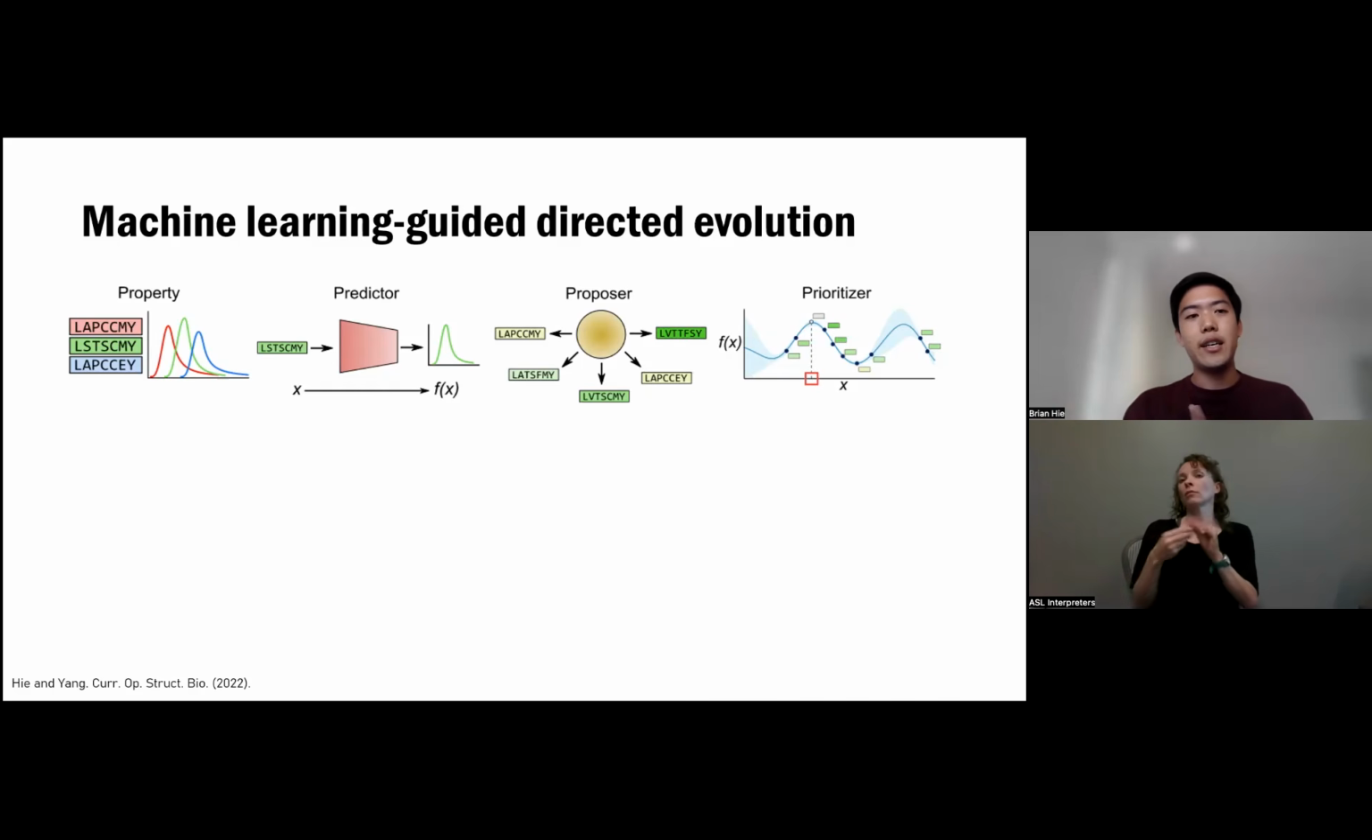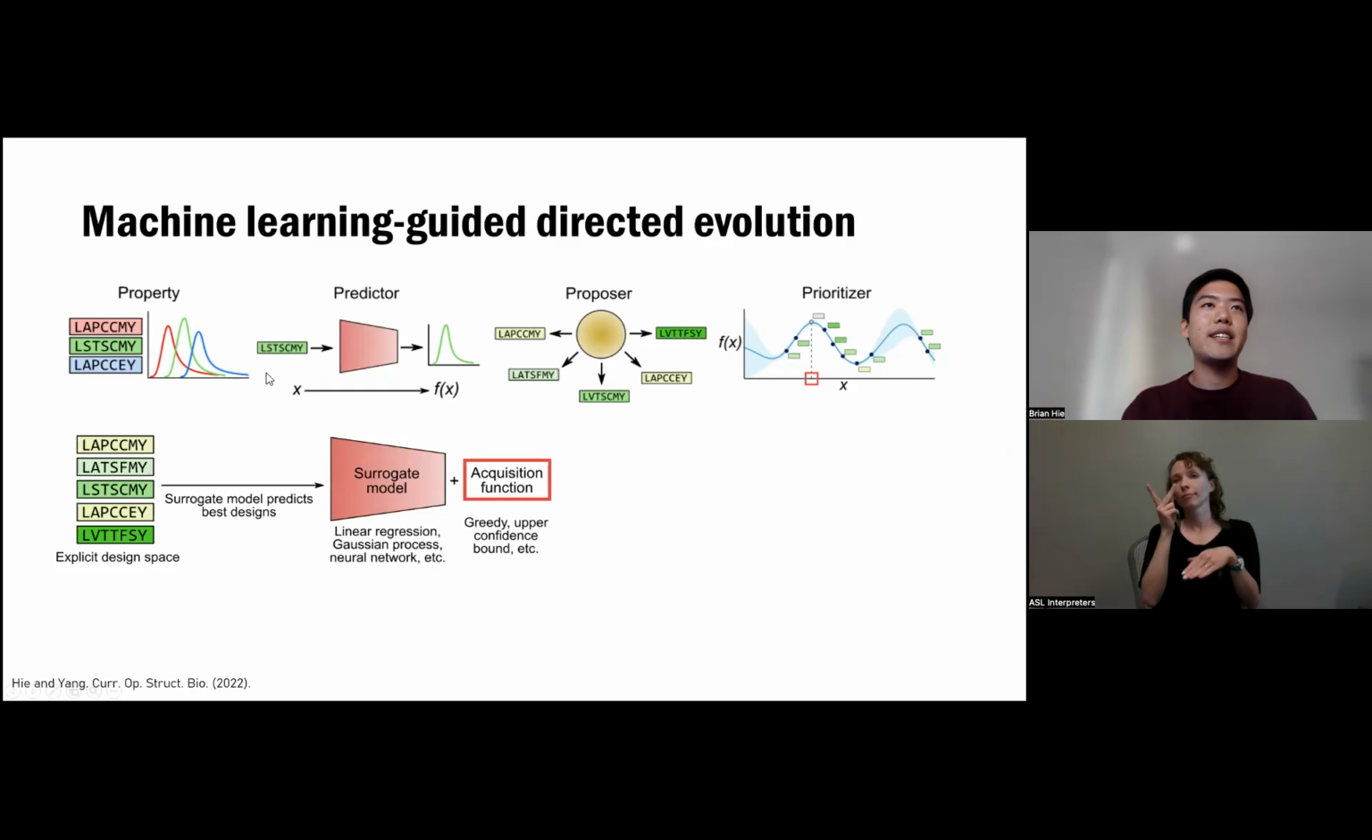And then more recently, there's been a lot of work in accelerating this process using a predictor, or a surrogate model, that takes in a sequence and predicts some fitness value. And because it's much easier to evaluate a computational model rather than collect the experimental data in the wet lab, this predictor can help accelerate machine learning guided directed evolution.